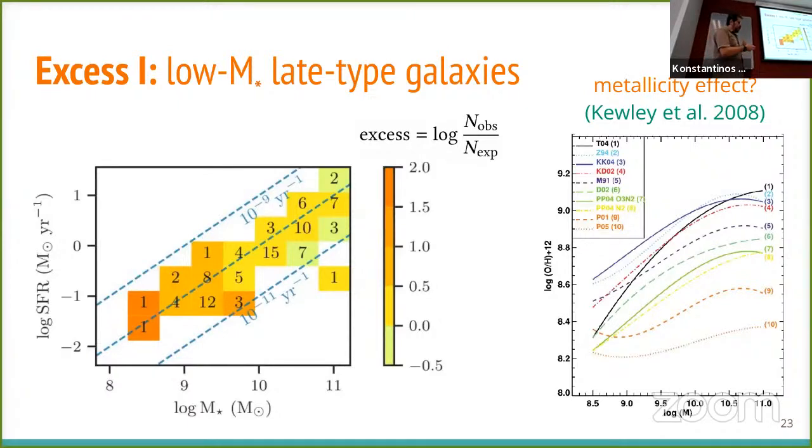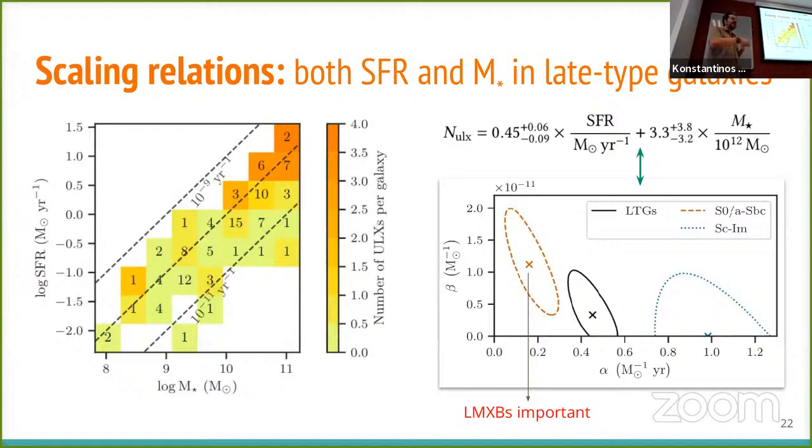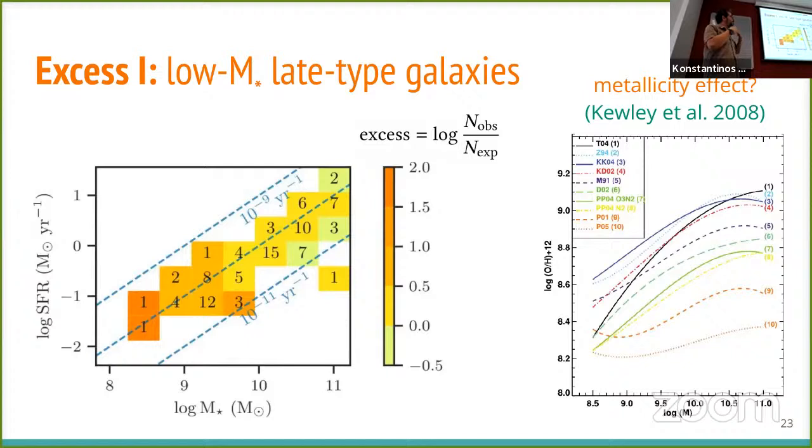Then if you take this relation, you can also use it as an expectancy of the number of ULXs, the average relation, and then you can plot the excess of ULXs in bins of stellar mass and star formation rate with respect to the expected number. This tells you that the average scaling relation, of course, is created by contributing galaxies all over the star formation rate and stellar mass plane. However, when you do this exercise, you find that you have more ULXs in low mass galaxies, which is kind of known, but here we could quantify it.